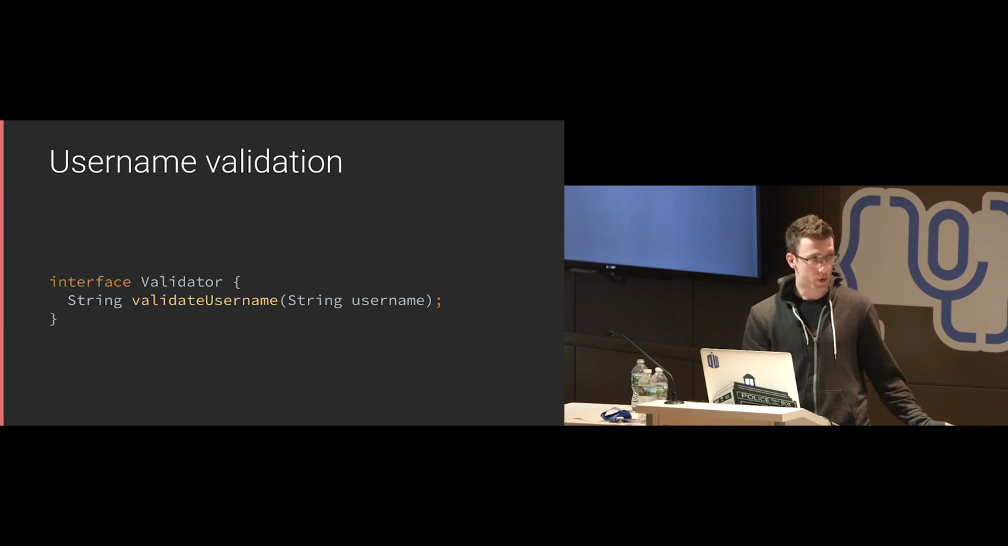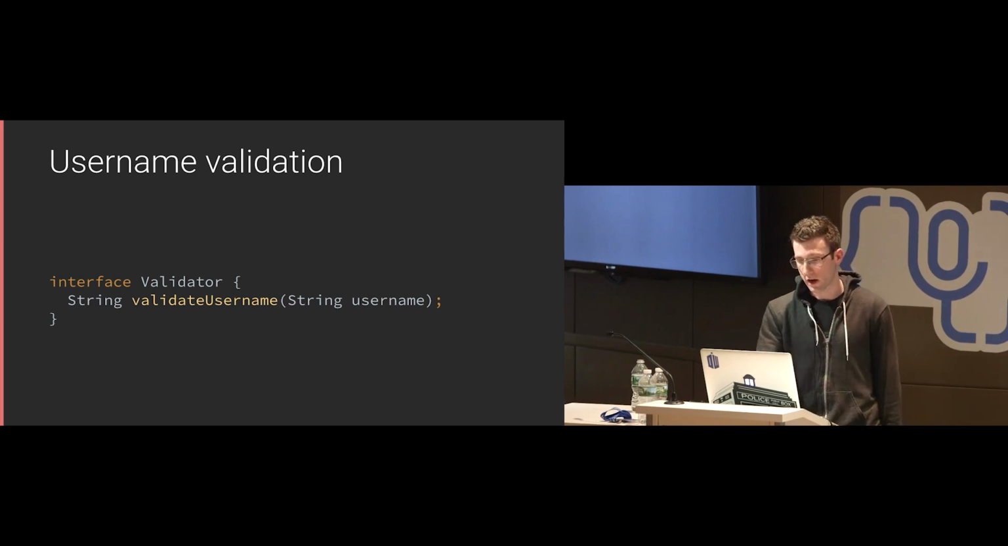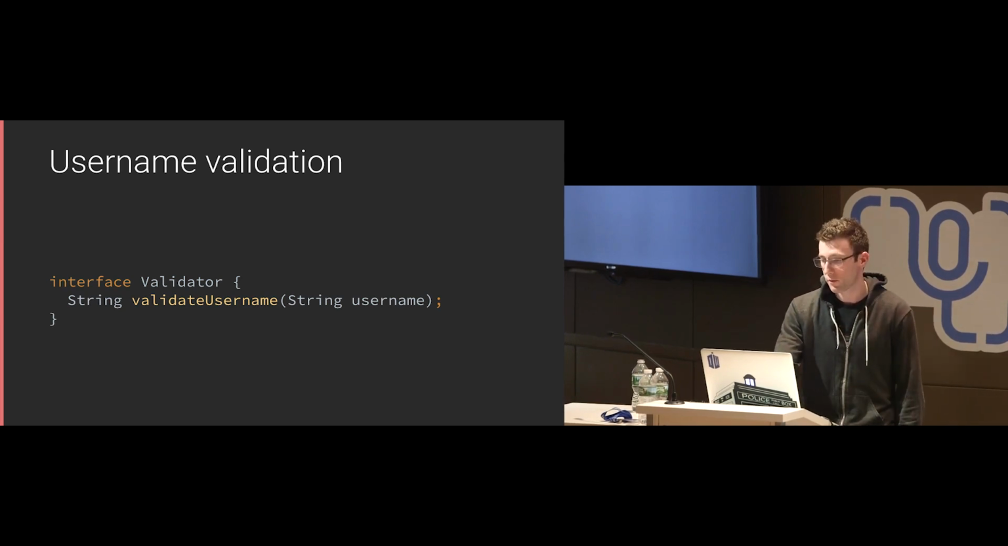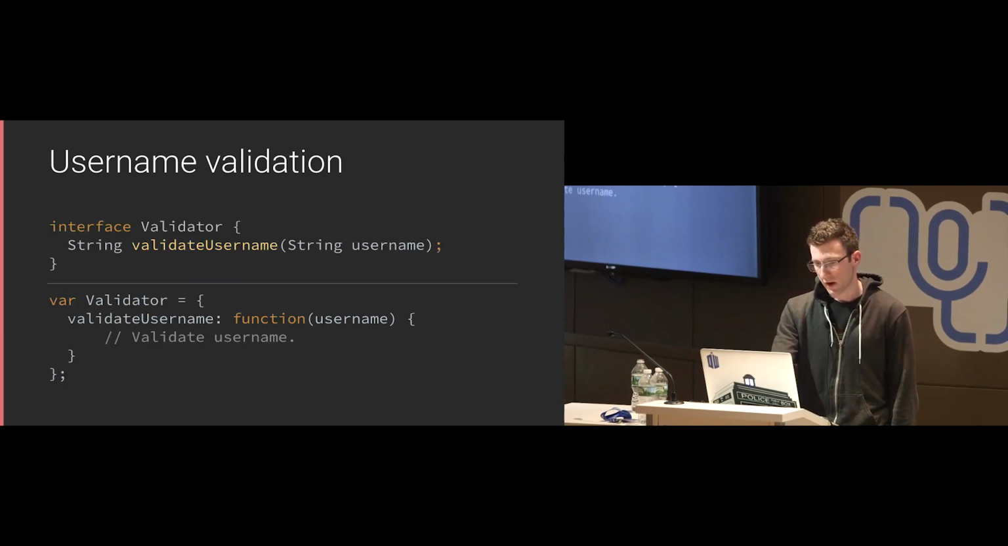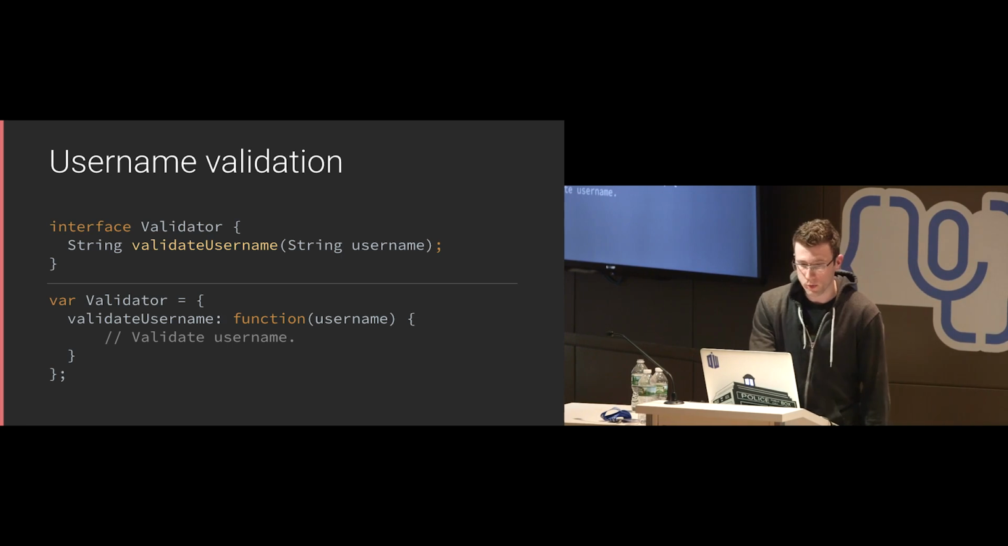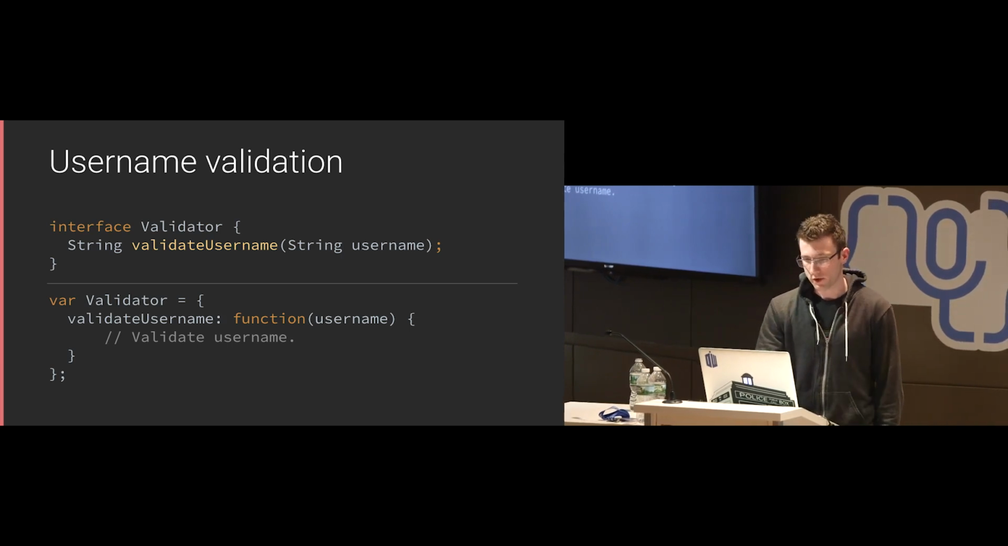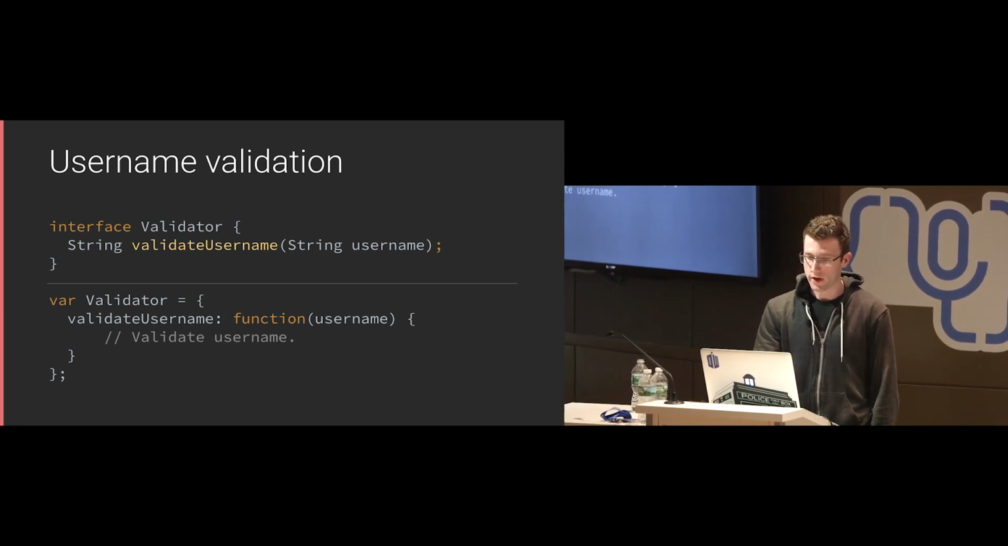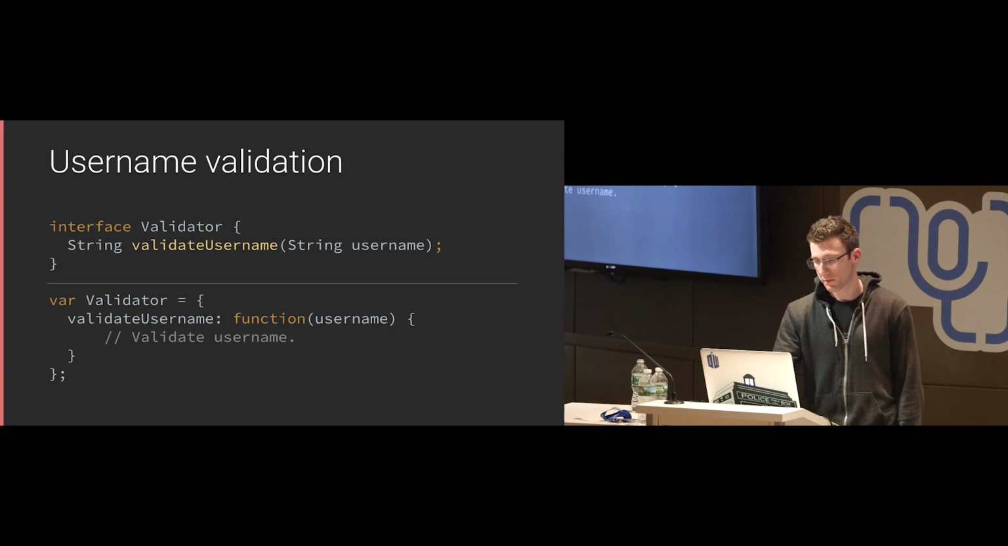So this is an interface that we'd like to use. It's a validator. It has one method called validateUsername, takes in the username, and returns the string, which is the potential error message. Here's a bit of JavaScript that we can add. It is a global JavaScript object called validator, and it has one method inside of it called validateUsername, and that matches the signature of the Java interface that we provide above.